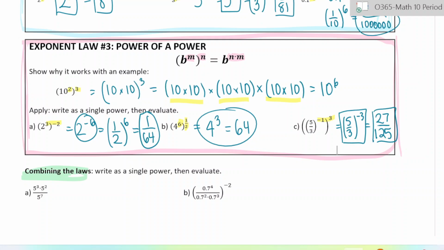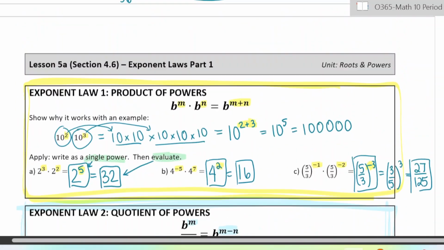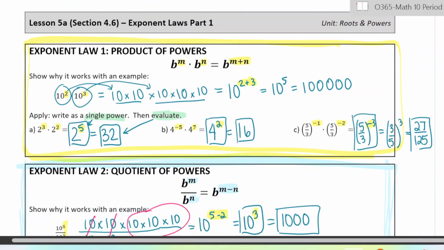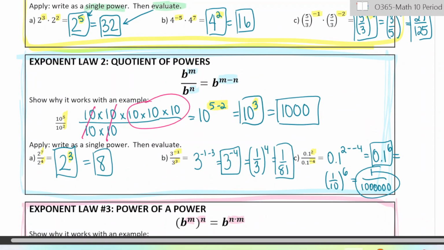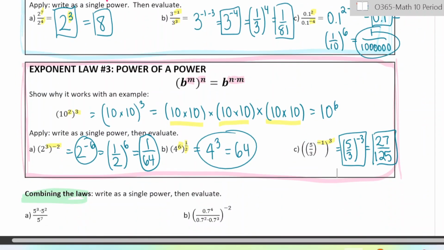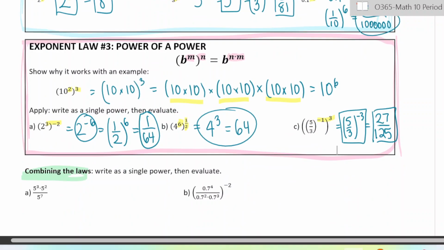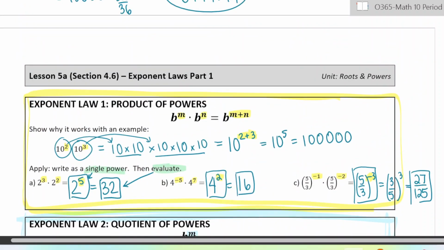Take a breath. Okay, we're going to finally, so just kind of reviewing what we just did. We did 3 laws. So we have a product of powers law, where we add the exponents. We have a quotient of powers law when we subtract the exponents. And we have a power of a power law where we multiply the exponents. It's important to recognize when to do each of these 3. And these are the only 3 laws that you need to know.